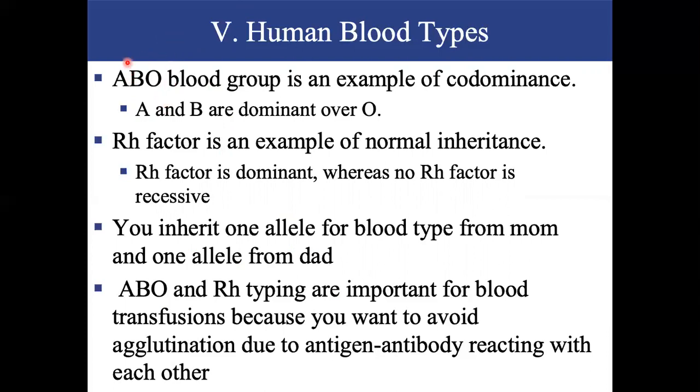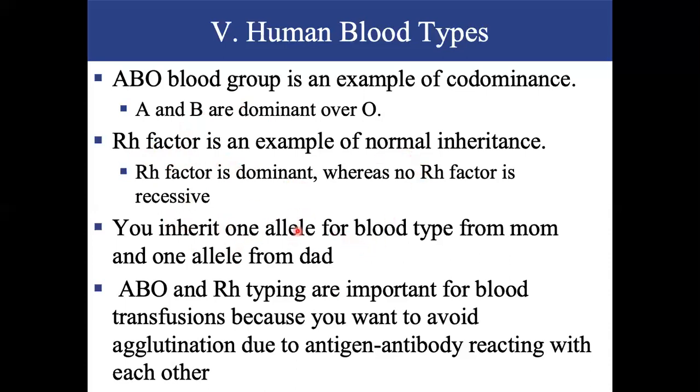So ABO blood groups is an example of codominance. Why is it codominance? Because A and B are dominant over O, right? And so O is recessive, A and B are dominant. Rh factor plays by normal inheritance. So if you have the Rh factor, that's dominant. If you don't have the Rh factor, it's recessive. Okay. How does this work?